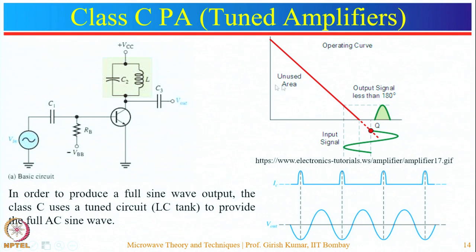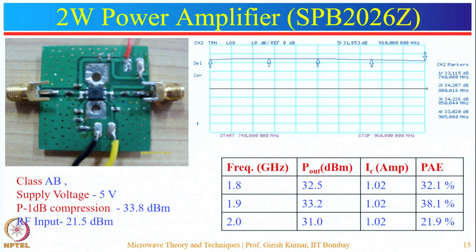The limitation of these amplifiers is that they can only generate the carrier signal of sinusoidal nature. Now we will take two examples of power amplifiers. So here is the example of a 2 watt power amplifier. The IC used in this amplifier is SPB2026Z. Here the impedance matching is provided. We will not discuss the impedance matching because it has already been told to you in previous lectures.